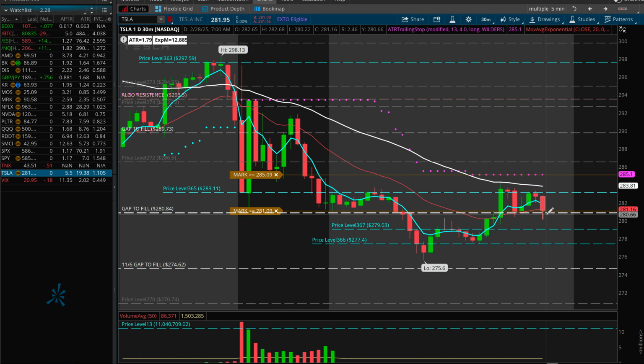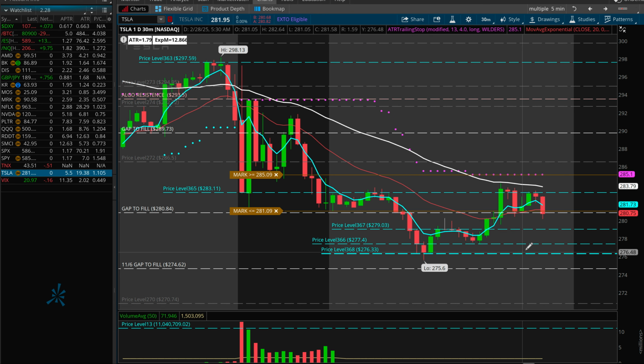So coming back to the downside, if we break this 280.84, I would look at the 279.03 as a support place. If we should break that level, then I would look at the 277.40 as a support level. If we should break that level, guess what? Price came back down to this level right here at the 276.33. Something stopped us in this area, right?